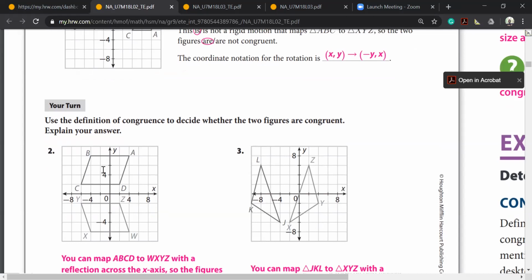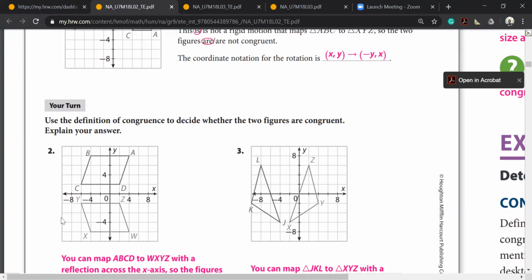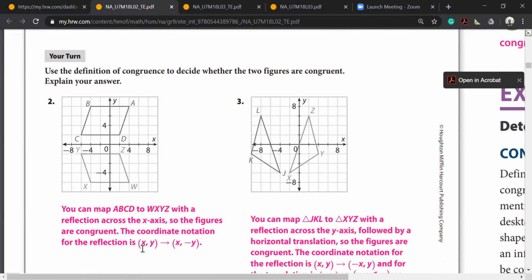The two figures appear to be the same. I can map ABCD into WXYZ using reflection across the x-axis. And then I will write the coordinate notation. Of course, to reflect across the x-axis, I should put a negative for y. So this is what we wrote: (x, y) goes to (x, -y).